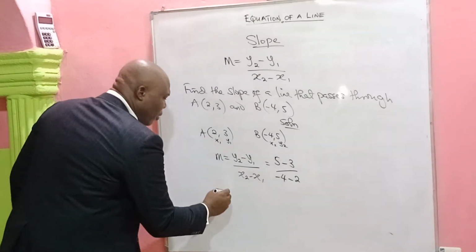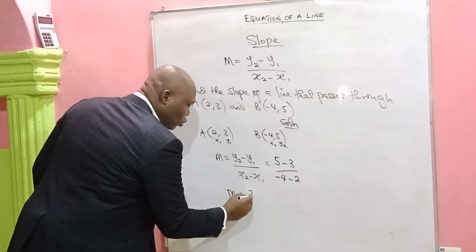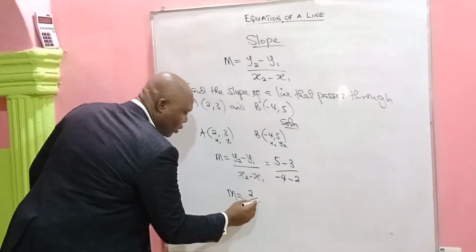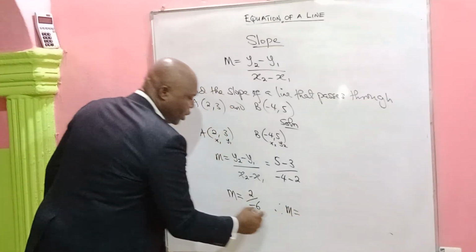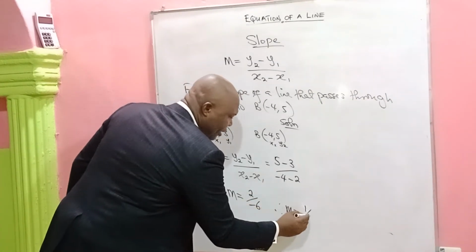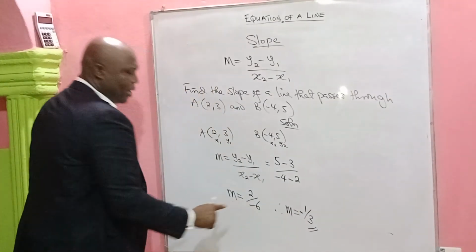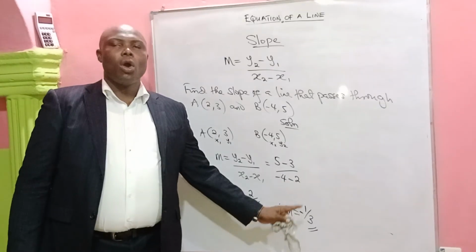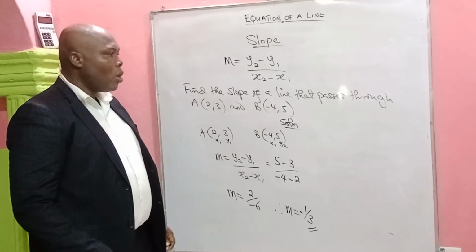All right, so at this point, we are going to have our slope equals 5 minus 3, that's 2, all over minus 4 minus 2, which is minus 6. Therefore, the slope will be 2 over minus 6, which simplifies to negative 1 all over 3 because of the minus sign we have here. So the slope of that line is negative 1 all over 3. That's how easy it is to calculate the slope of a line.